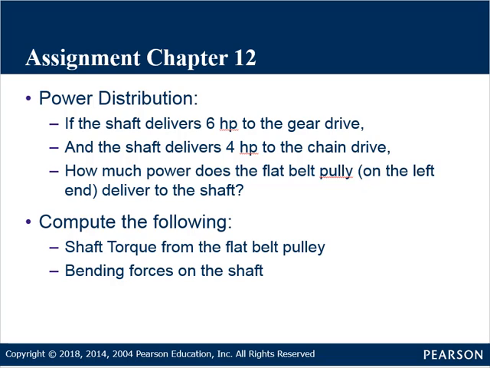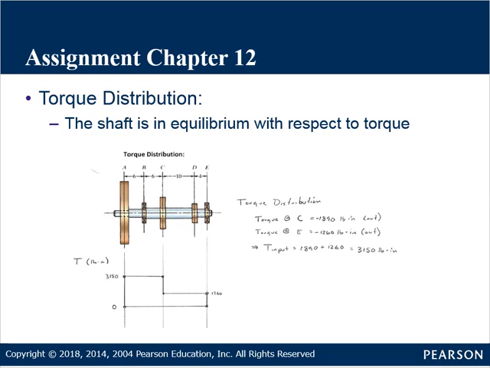Okay, so let's talk about the torque distribution. This was on sheet 2 of your assignment sheet. And what I want you to think of is that torque distribution is kind of like an equilibrium problem. So what we have here is 3,150 pound-inches delivered to the shaft at point A. And then from that, we're subtracting at point C, due to the gear pair, 1,890 inch-pounds. And then we're subtracting another 1,260.